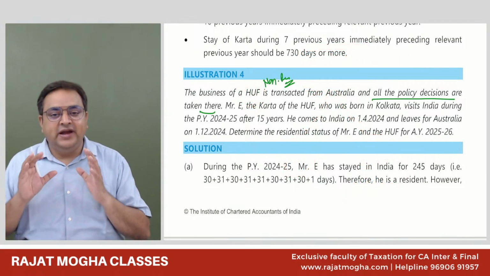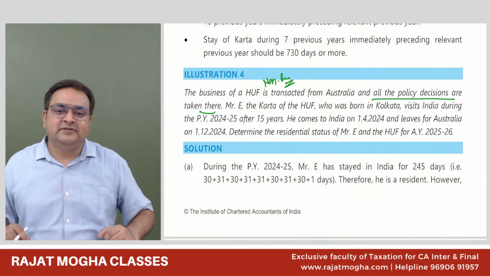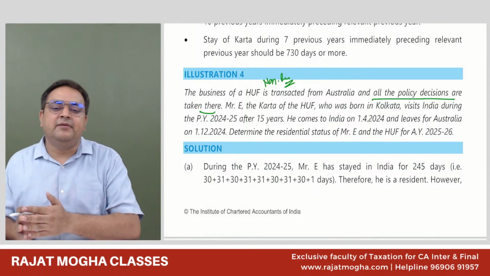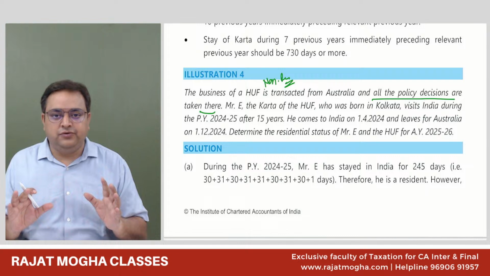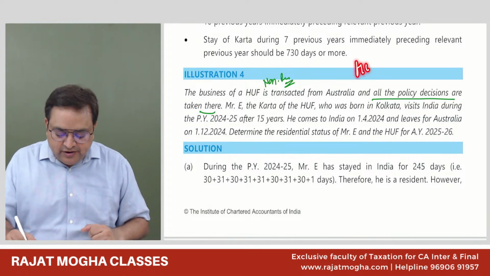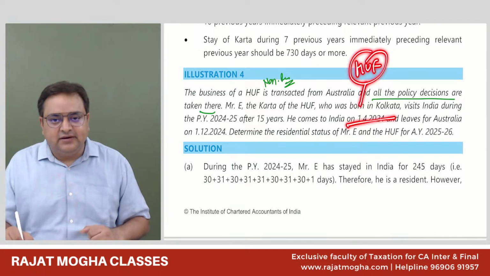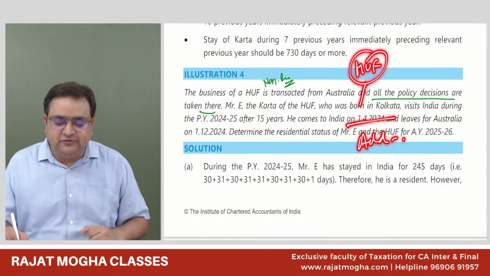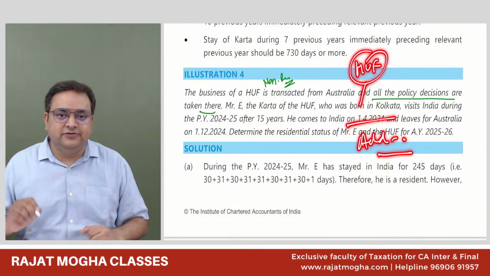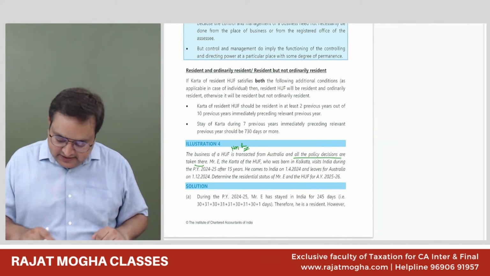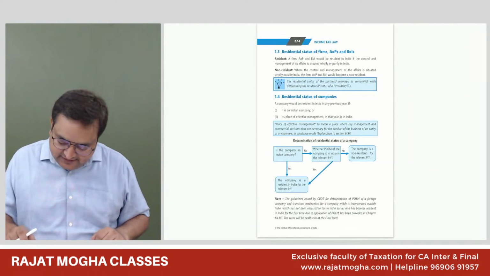Please don't get confused, because some students make this mistake. They ask, sir, what is the residential status of Karta? It will become the residential status for HUF. No. See, first for HUF, just see control and management. And after that, just apply additional conditions on Karta. This is how you have to see it. So I think this is a question which you can easily do.